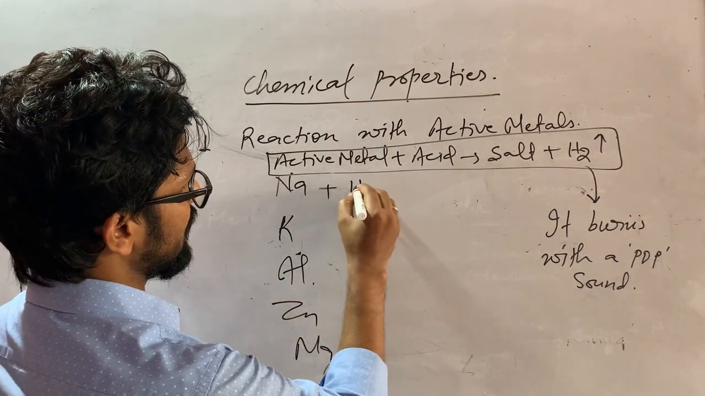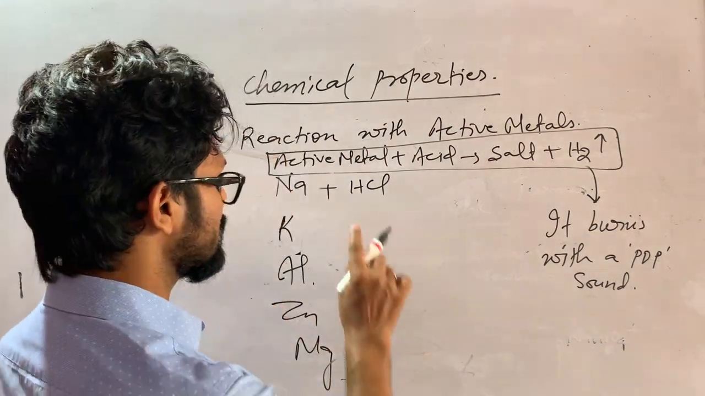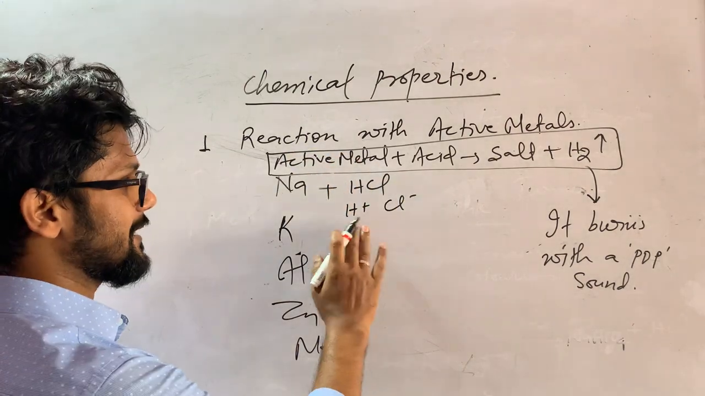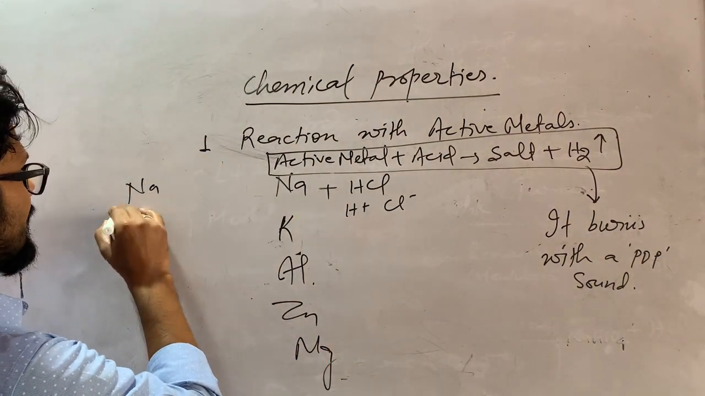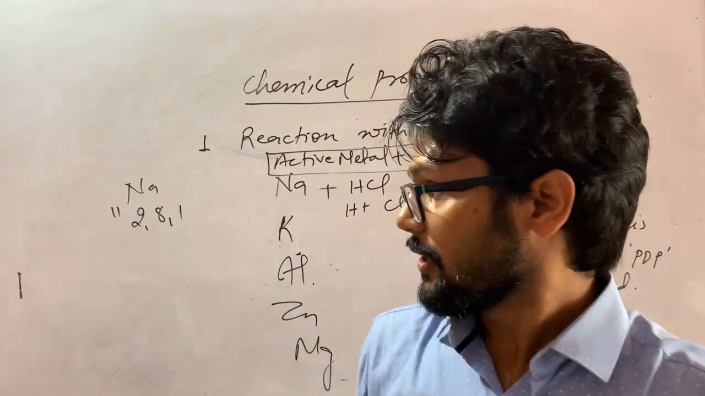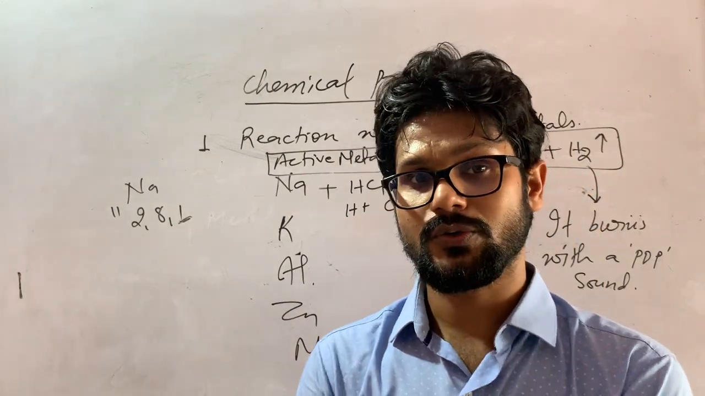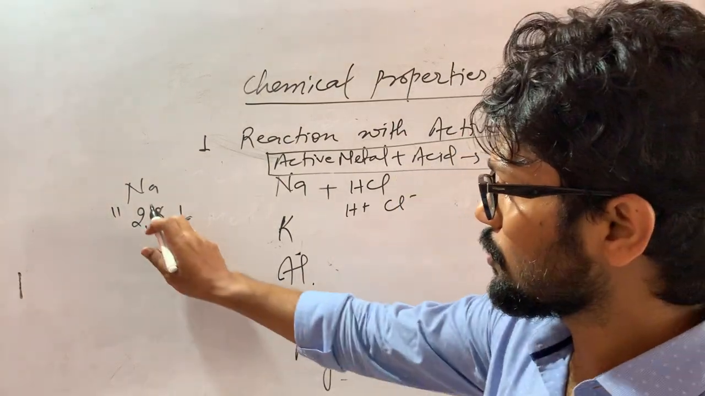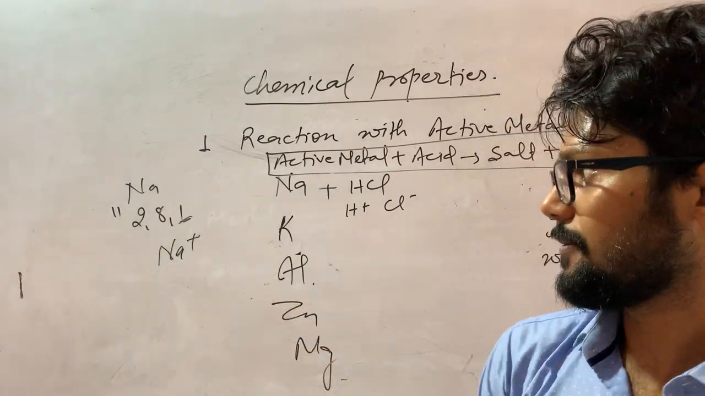So take acid, I am taking HCl. Very simple, you break into ions. You know that hydrogen is monovalent and Cl is monovalent, chloride and hydrogen ion. And sodium, its atomic number is 11, its configuration is 2, 8, 1. Sodium is a metal which can lose one electron. And when a metal loses electrons, it carries a positive charge. So it is losing one electron, it means it carries one positive charge, right?